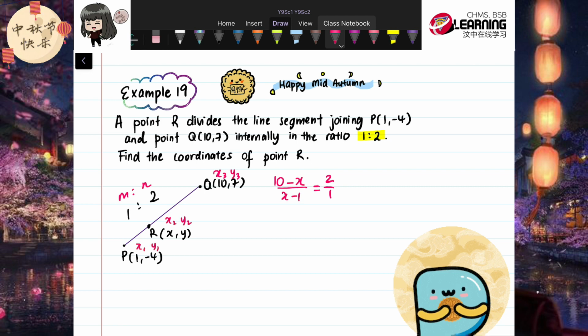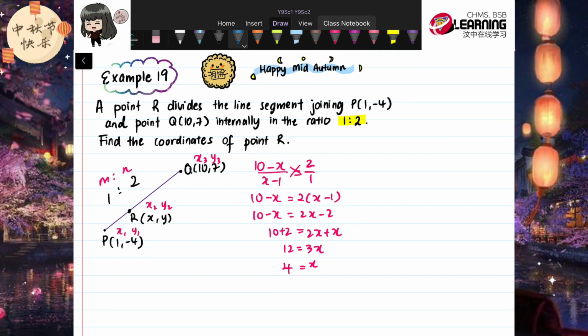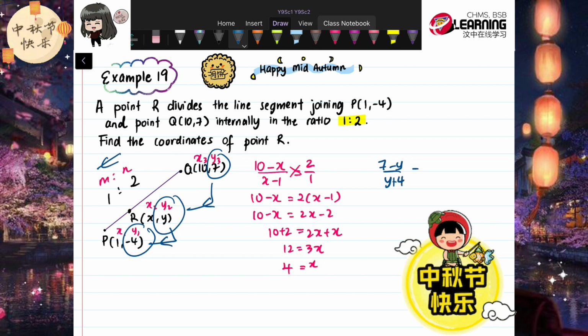And we're going to solve this equation here. We cross multiply, so 10 minus x equals 2 bracket x minus 1. So my x is 4. The same goes for y. Your third y minus your second y, over your second y minus your first y, equals n over m. 7 minus y over y minus negative 4, which becomes plus, equals 2 over 1. So I cross multiply.